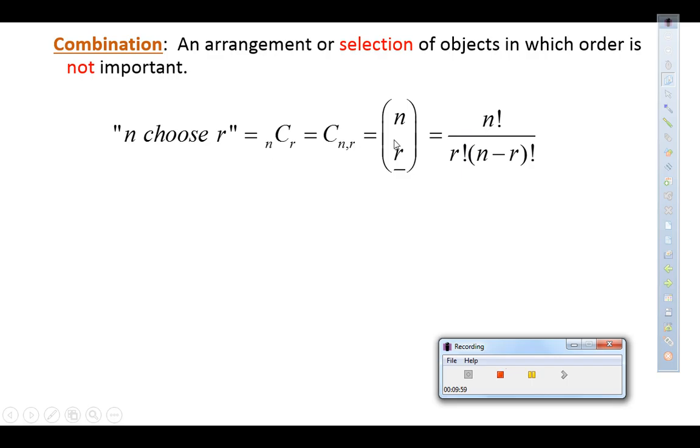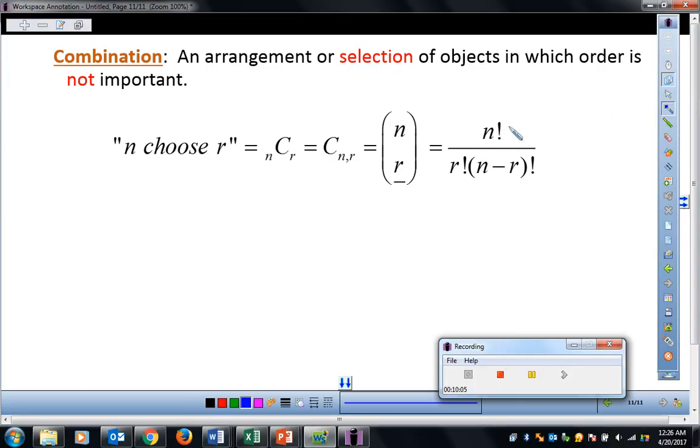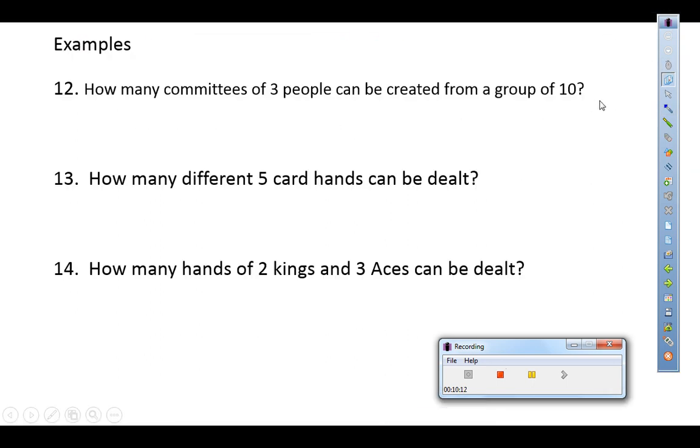Again, it's written many different ways. N choose R is how it's talked about. You can see here n factorial over r factorial times n minus r factorial. So similar in nature by all means.